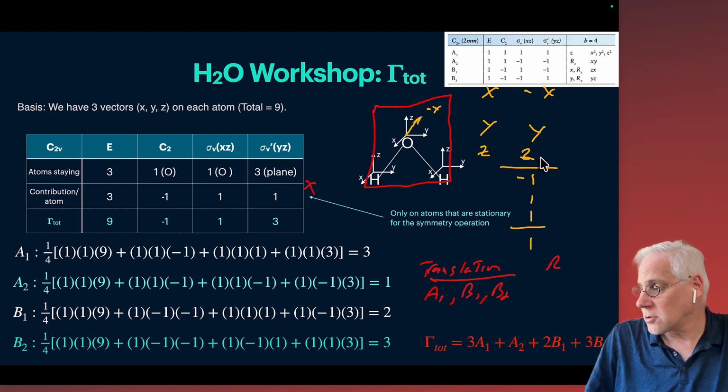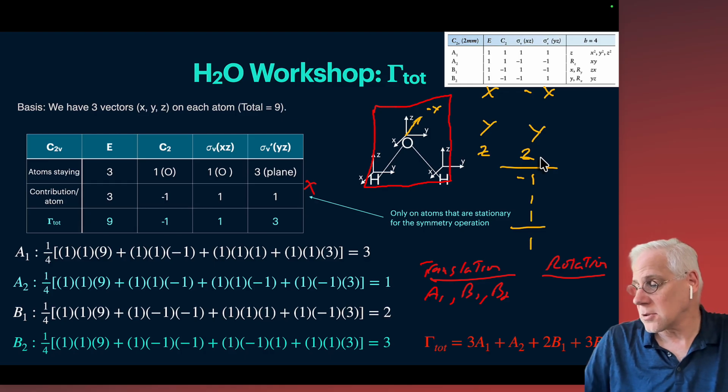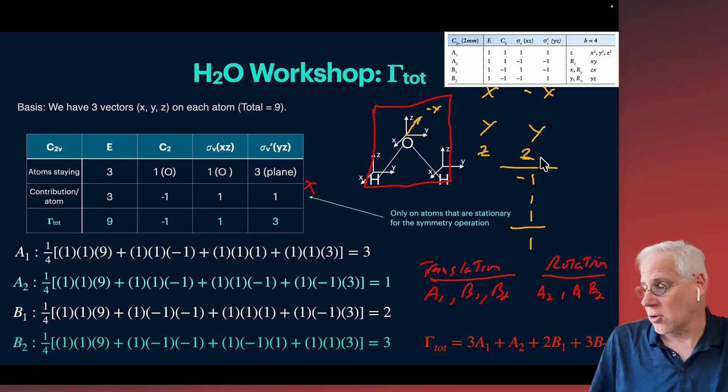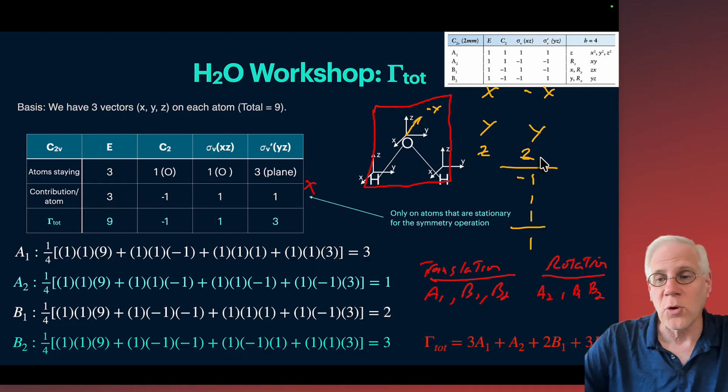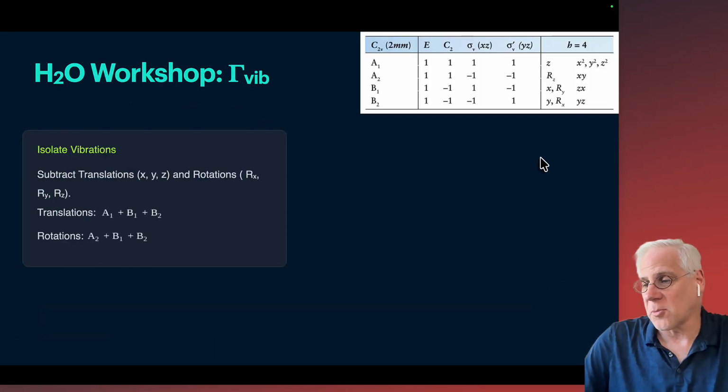And then for rotation, we haven't really talked about rotation, but that's what these big R's are in our character table. These are the modes of rotation here. And so rotation has an A2, it has a B1, and it has a B2. And so for water, what we need to do is subtract all of those out, and we'll see where we end up with that.